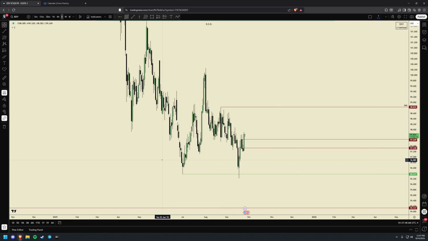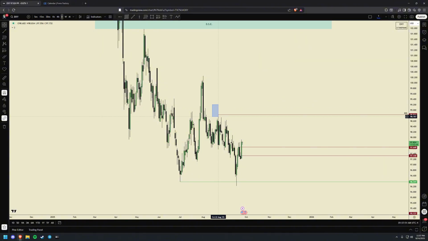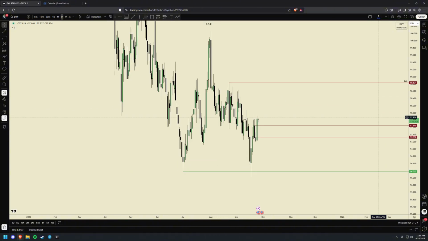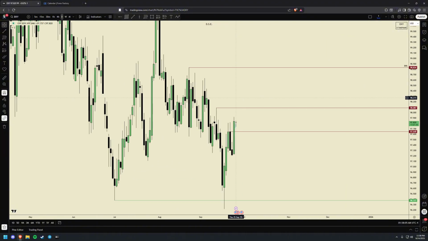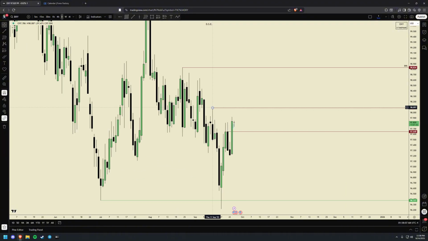I'm thinking, external range liquidity taken here and internal range here. Maybe even this high gets taken, right? But I don't want to overdo it. So this is my potential higher time frame, right? And for closer term draw on liquidity, I'm looking at this high.